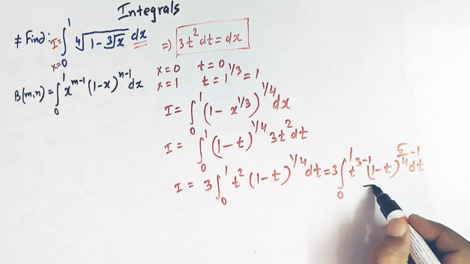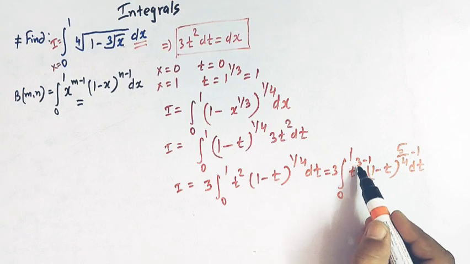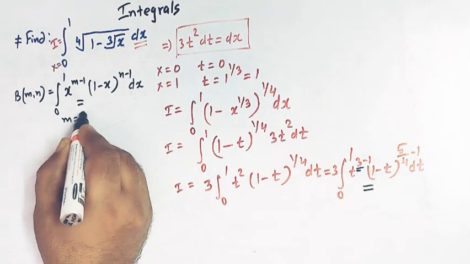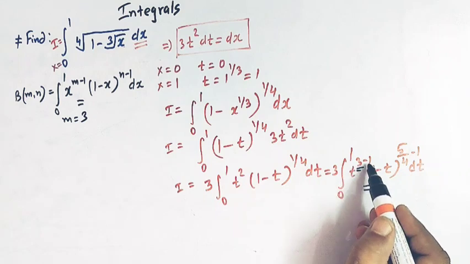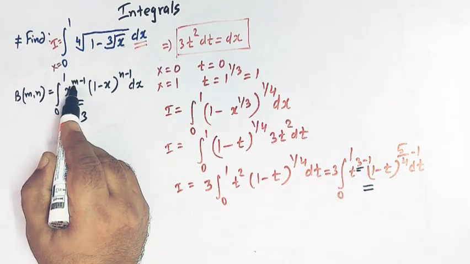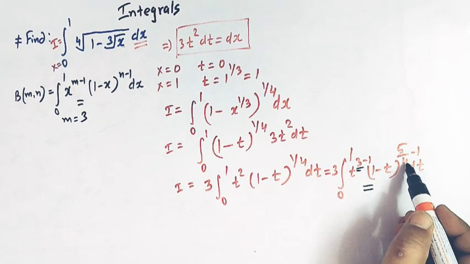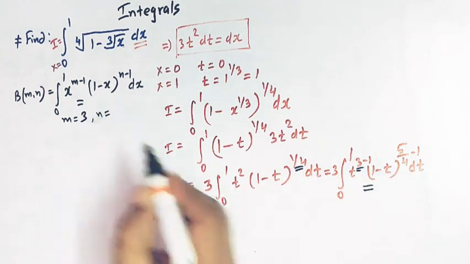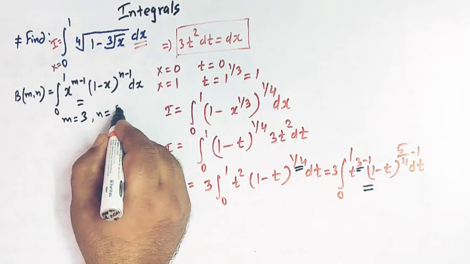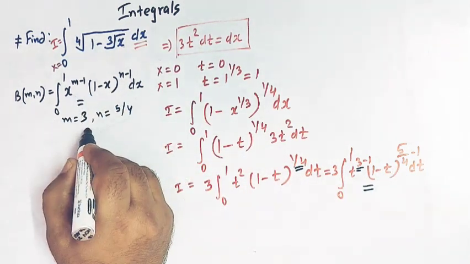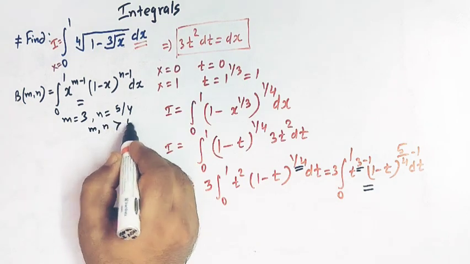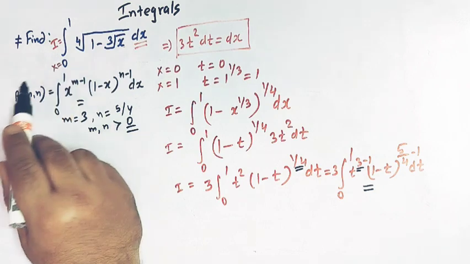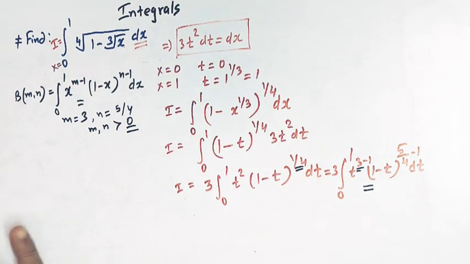Now if we compare this integral with this one, the value of m is 3, because here we have t raised to 3 minus 1, and here we have x raised to m minus 1. And here we have 5 by 4 minus 1, because 5 by 4 minus 1 is 1 over 4. So the value of n is equal to 5 by 4. We should remember that m and n should be greater than 0, and this beta integral is also known as Euler's integral of the first kind.